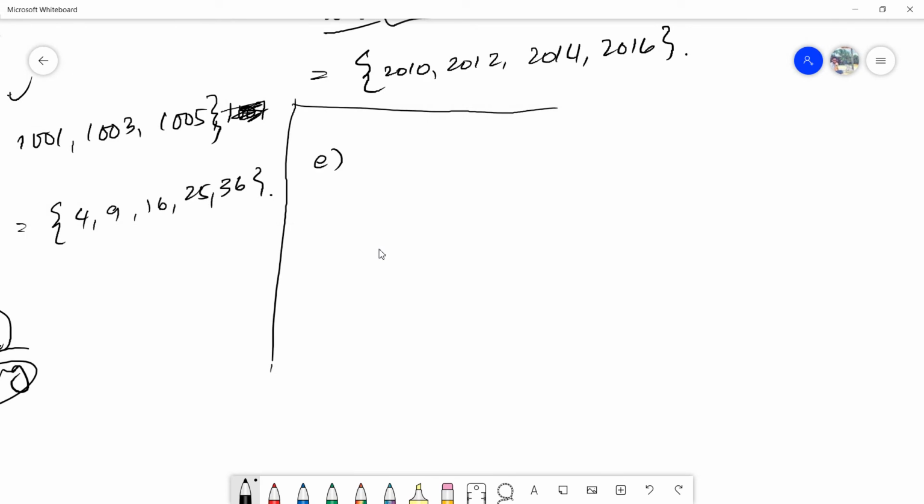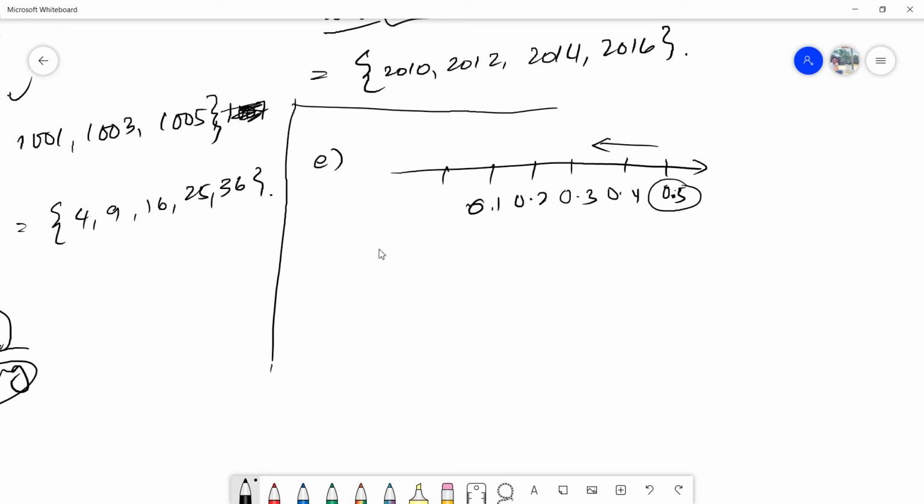Okay, so let's get the number line. We have 0.5. There are 2 ways to present this answer. You can just write 0.5, then 0.4. You just have to go backwards, that means all the numbers that are less than 0.5. There are many ways to answer this. So 0.4, 0.3, 0.2, 0.1, 0, and so on.